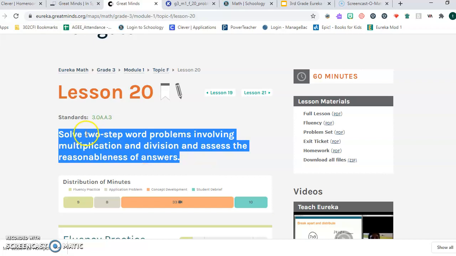And the two-step word problems part means that there are going to be two missing parts in each problem. Normally they give you one missing part, but there are going to be two, and they're going to give you enough information to figure out one of the missing parts, and then how do I use that missing part to find the last missing part. It's really challenging stuff, so be patient with yourself.